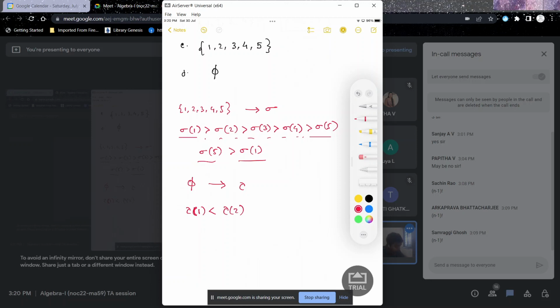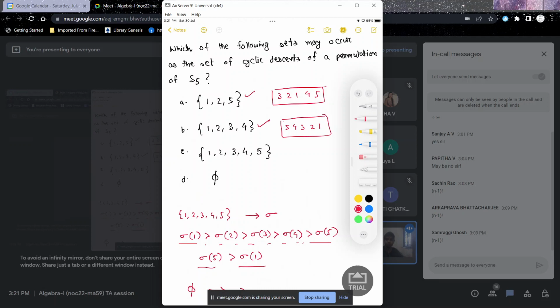Again, 2 is not a cyclic descent, so tau of 2 should be strictly smaller than tau of 3. Again the same for 3, again the same for 4, so tau of 5. And finally, 5 is not a cyclic descent, so you must have tau of 5 strictly smaller than tau of 1. So whatever is happening now is the exact dual of the previous argument. Now you have tau of 1 is strictly smaller than tau of 5, and again the constraint that tau of 5 should be strictly smaller than tau of 1, and that's a clear contradiction. So again the empty set cannot occur as a set of cyclic descents of any permutation in S5. So your answers are option A and option B.